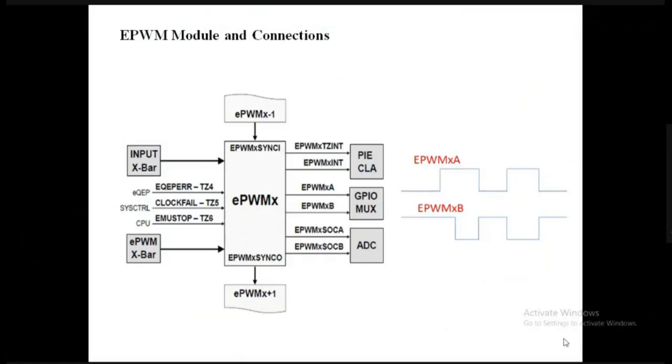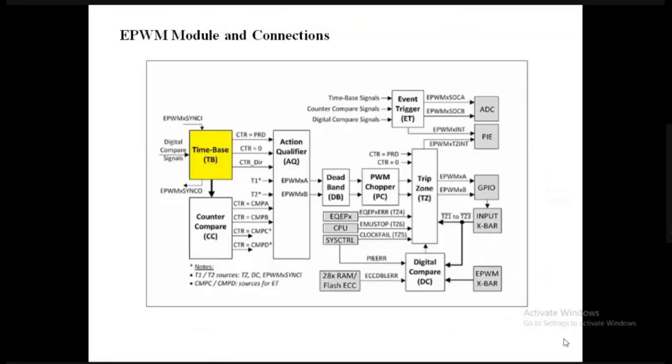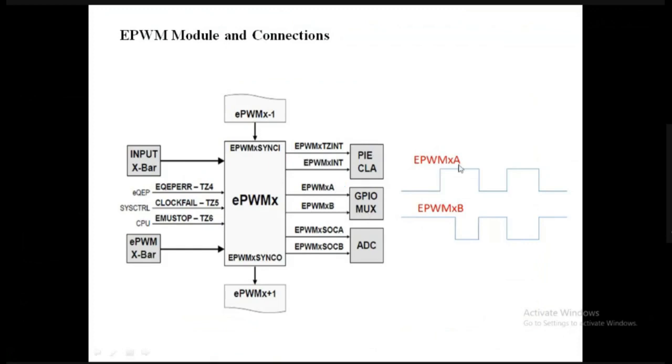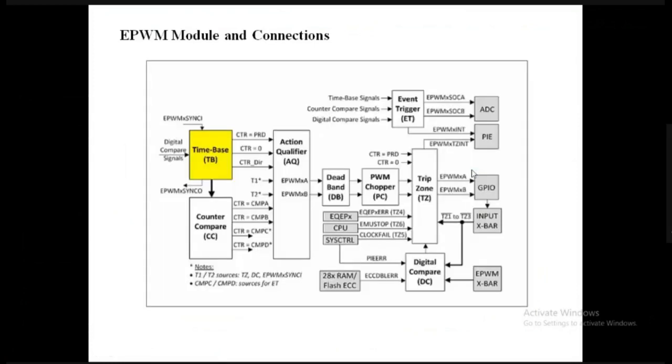Now from here you can see that this EPWM has two outputs, EPWM A and EPWM B. How you can generate the pulses of these two outputs, that we'll see. This EPWM module itself has a total of 8 submodules. First is the time-based submodule. Another one is counter compare. Third one is action qualifier, then event trigger, deadband, PWM chopper, trip zone, and digital compare.